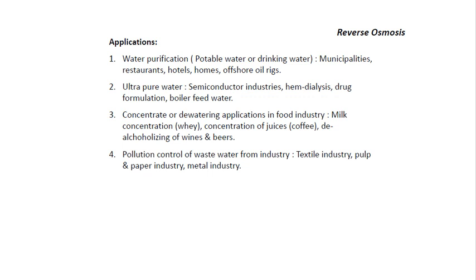reverse osmosis. Reverse osmosis is also primarily used for wastewater treatment, basically for treatment of wastewater produced from the textile industry, and pulp and paper industry. This type of wastewater contains a lot of organic material as well as salts. And in the metal industry, a lot of heavy metals come in the wastewater. This type of wastewater can be treated by using membrane based reverse osmosis processes.